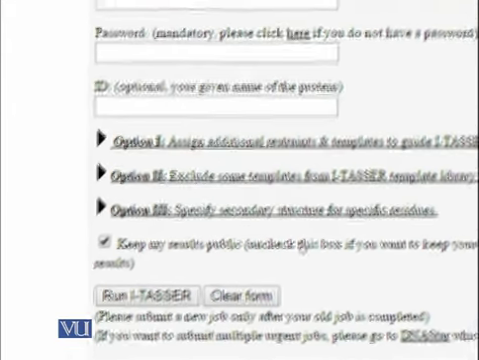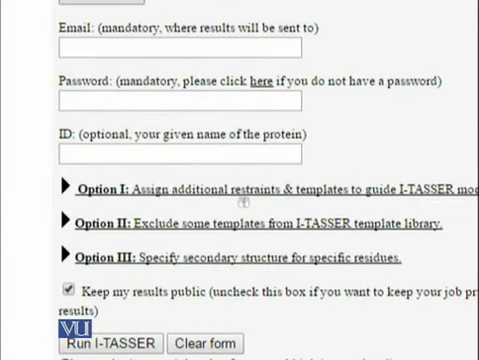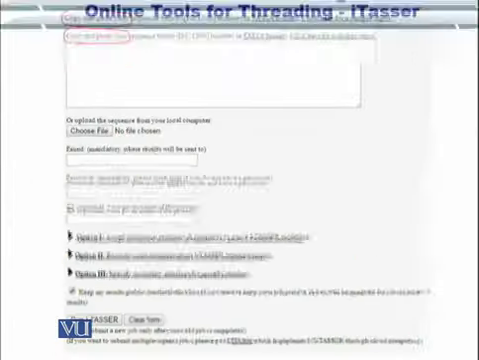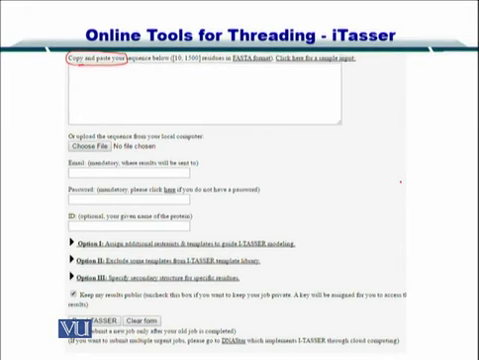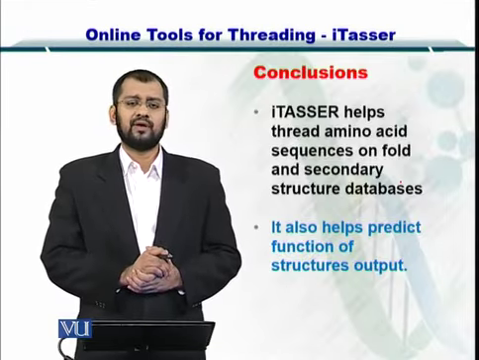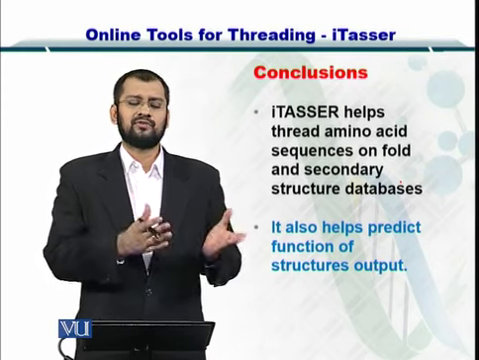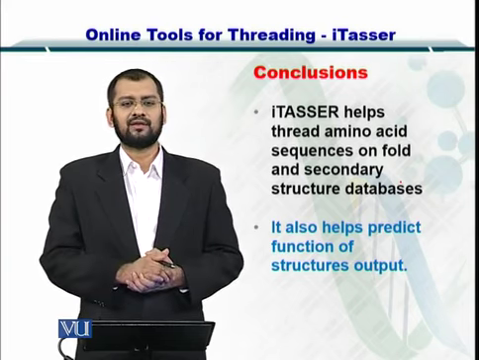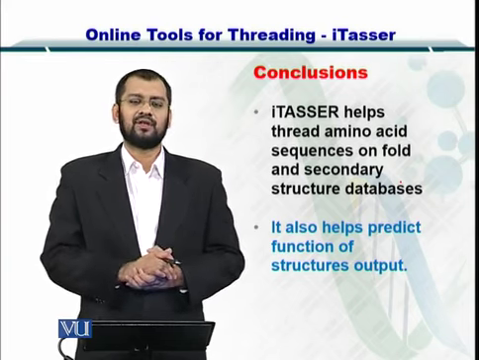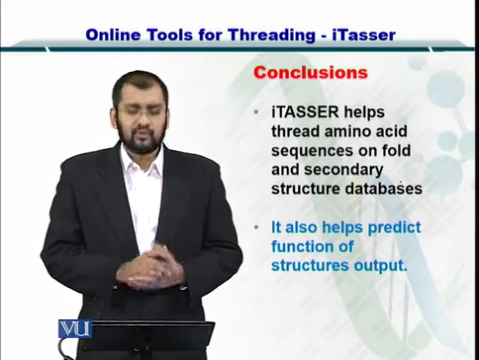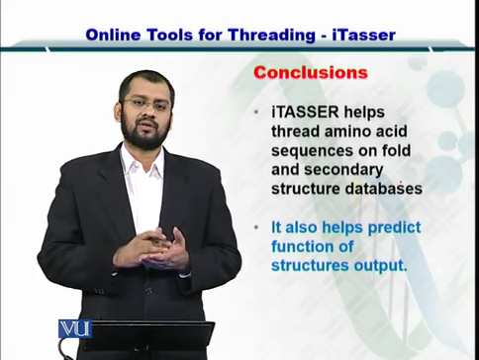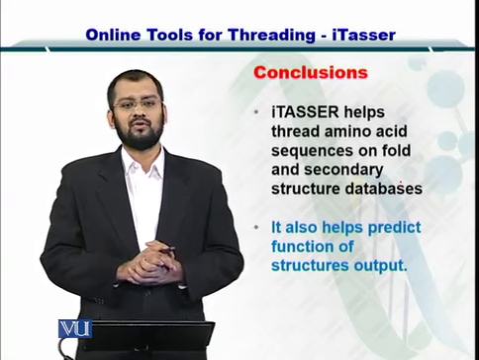Of course, if you're an advanced user, then you can assign additional restraints and templates to help ITester modify the modeling process. ITester is this simple to use, and all you have to do is input your amino acid sequence, provide your email address and a password, and you will get an email from ITester maybe after 1 day with the predicted structure. Besides the structure, ITester will also give you the function or the probable function of the protein that you have the structure for.